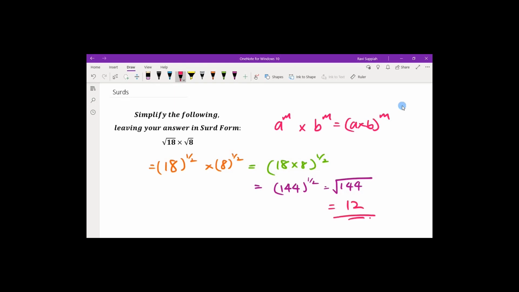Alright, so for surds, you must also remember the rules of indices so that you know how to apply them to simplify your expression and finally give your answer in surd form.